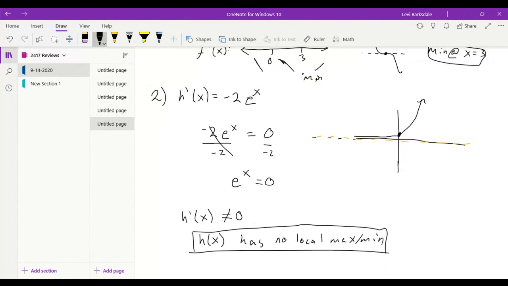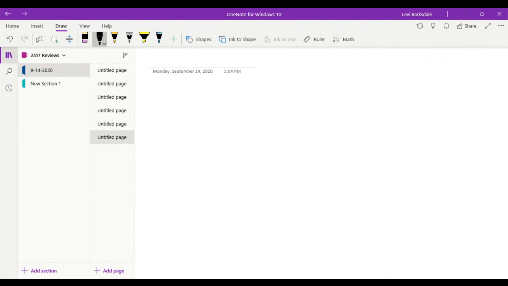Now we'll go ahead and move on to our last topic, and that is going to be Rolle's theorem and the mean value theorem. That's MVT.